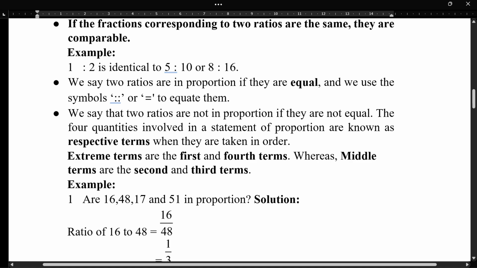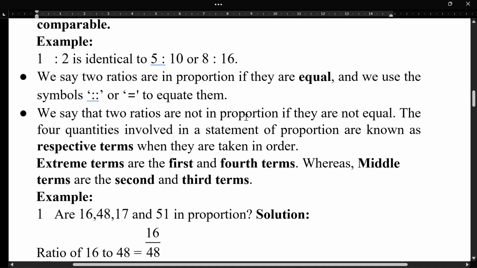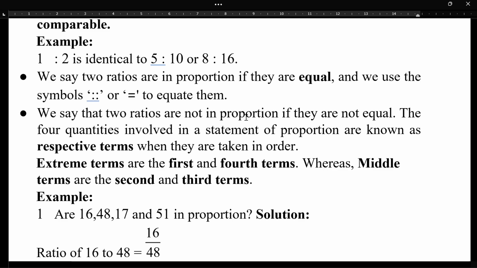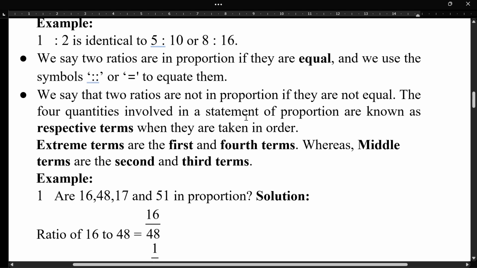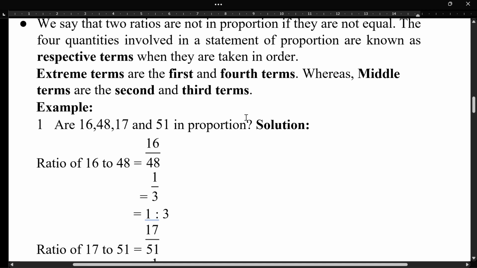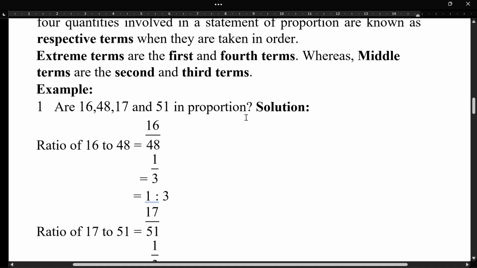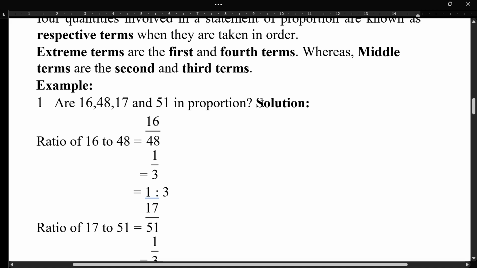The four quantities involved in a statement of proportion are known as their respective terms when they are taken in order. Extreme terms are the first and fourth terms in proportion, whereas middle terms are the second and third terms. In the first example, you can see 16, 48, 17, and 51. We have to check are they in proportion or not.